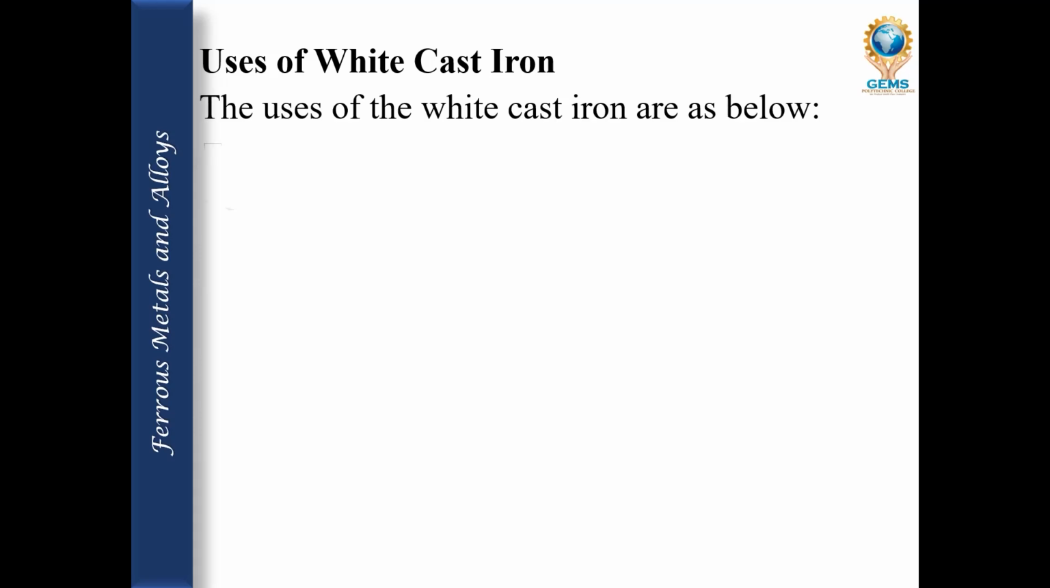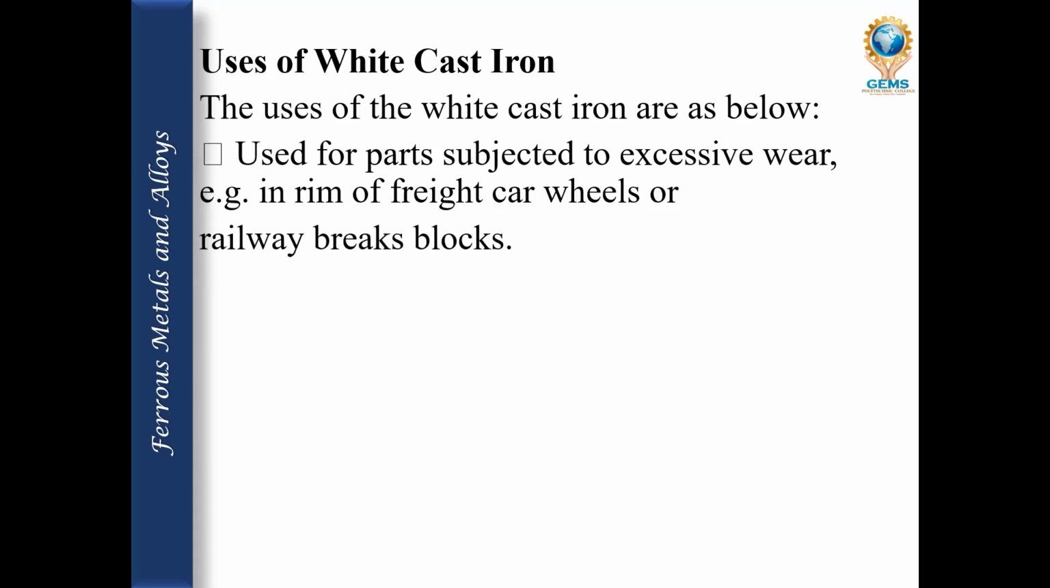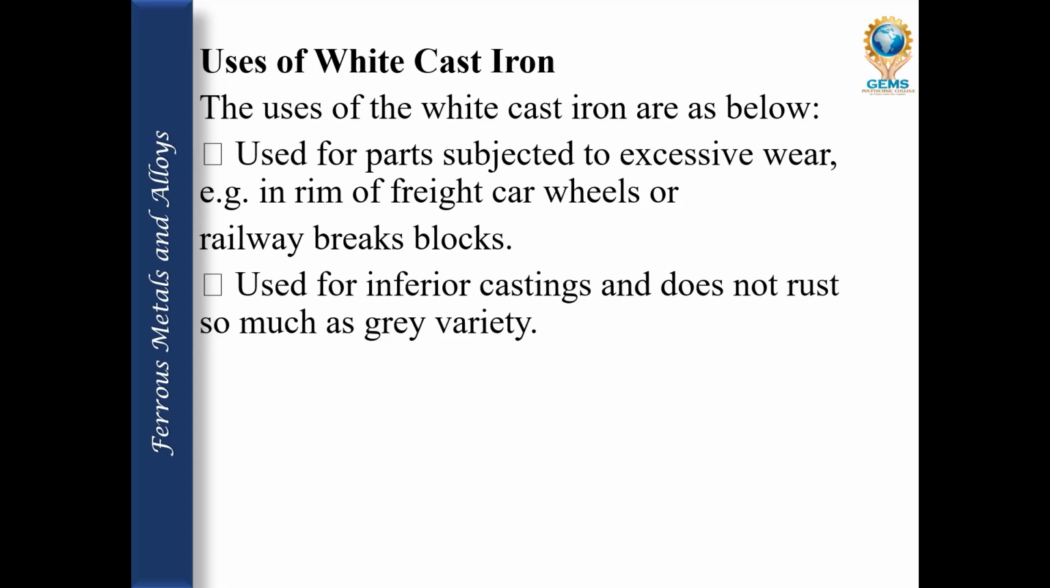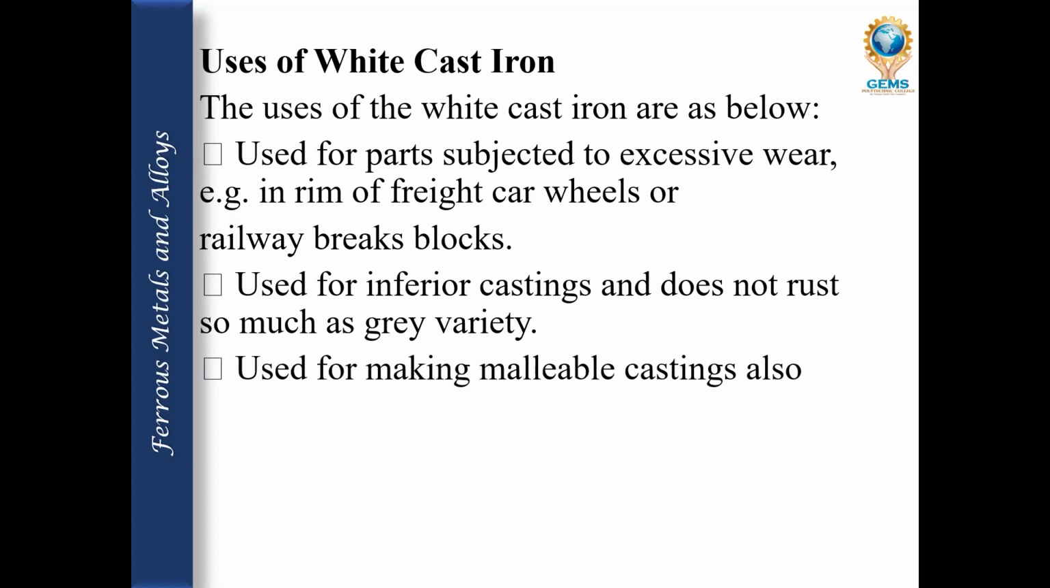Use of white cast irons. The uses of white cast irons are below. It is used for parts subject to excessive wear, for example the rim of car wheels. So basically they use this white cast iron in car rims. You could see the car rims and all that will be white in color. They use this material. Railway brake blocks are used for inferior casting. It does not rust as much as the grey variety. It is used for making malleable castings also.